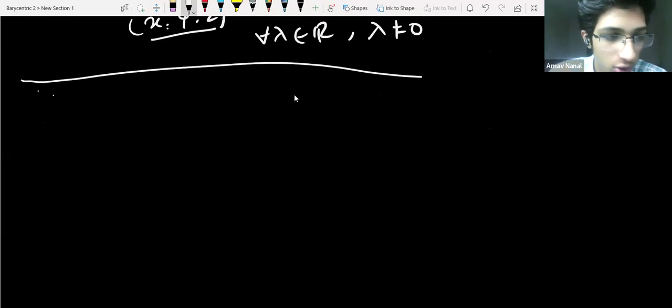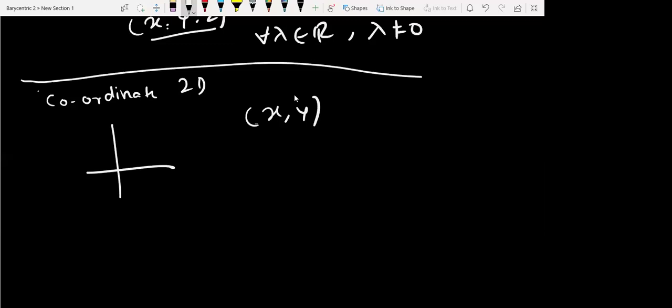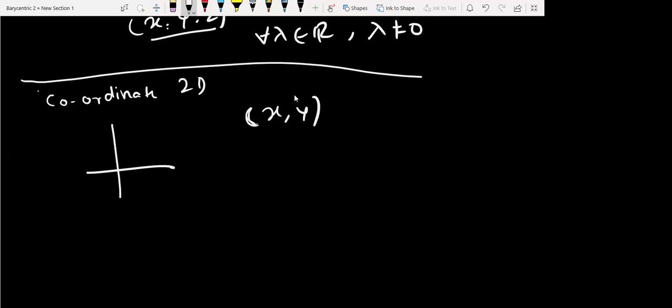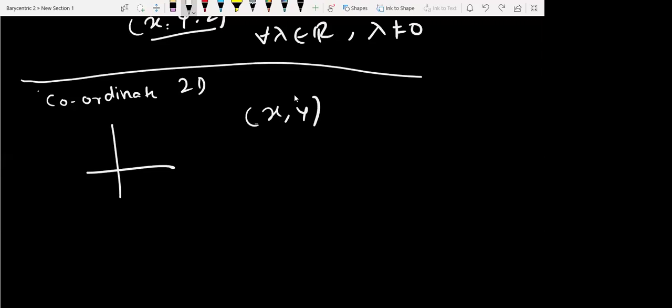So let's digress from barycentric a bit and get back to the coordinate system in 2D. We have any point x comma y. Are these non-homogeneous? Yes. Are you sure you can scale them? Oh wait, they don't need to sum to one, not that.